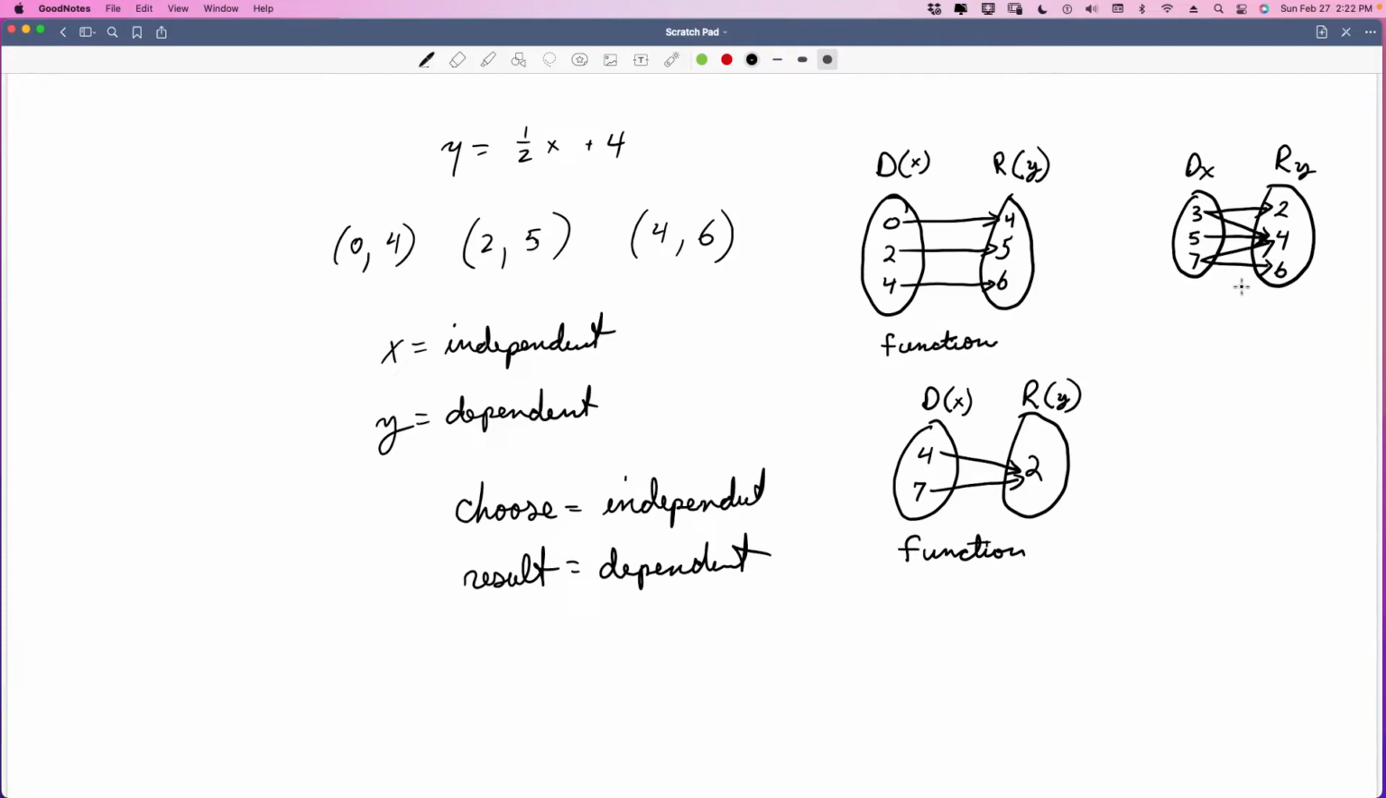This is not a function. This does not create a straight line on the graph. We call this a relation. It is not a function. So we will remember that for a relation to be called a function, the domain must be specified or implied. So we have to know what the domain is, number one. Domain is specified.